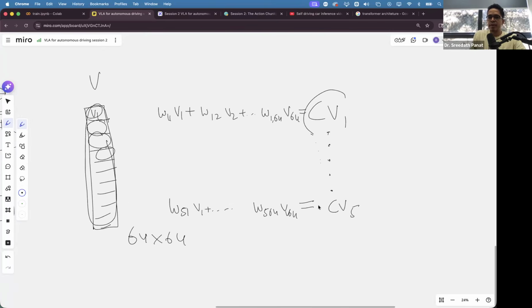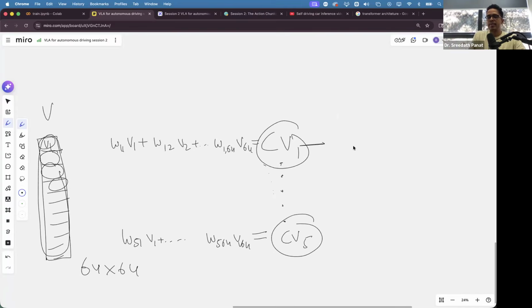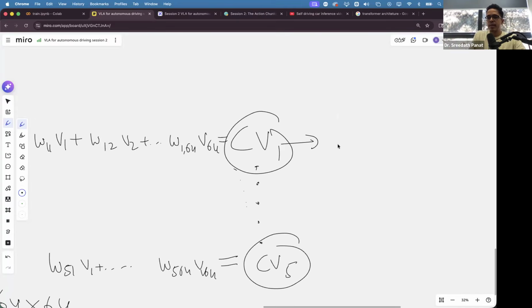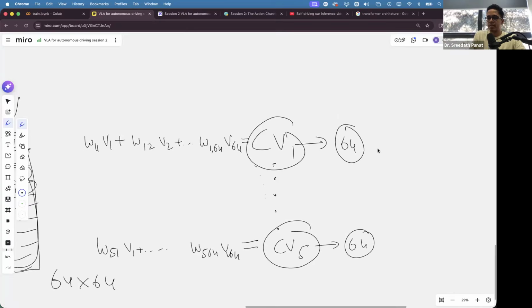And why do we have 5 context vectors? Because we have 5 action queries. Those queries we need to convert into context vectors, finally, which can be used for producing actions. We have 5 chunks. If this was 10, I would have had 10 such context vectors. The dimensionality of each of them by default will be the same as the dimensionality of the embedding space, so each of these will be 64 dimensional context vectors.